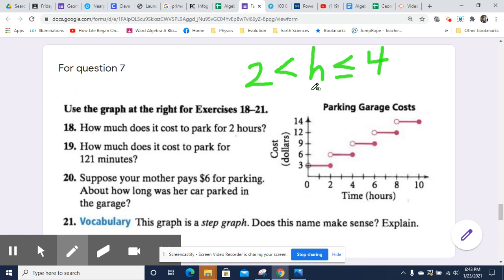Or you could have written it in interval notation, (2, 4], and then you'd use the inclusive bracket for 4 and the exclusive parenthesis for 2, because 2 isn't included. Because if you park for 2 hours, you're at the $3 point. As soon as you're past it, you're in the $6 zone. And I hope that clears that up.